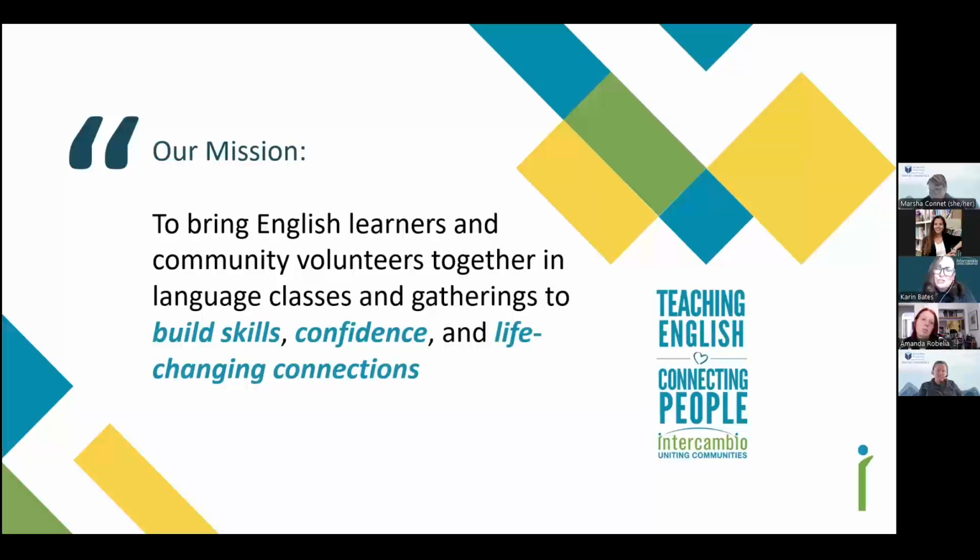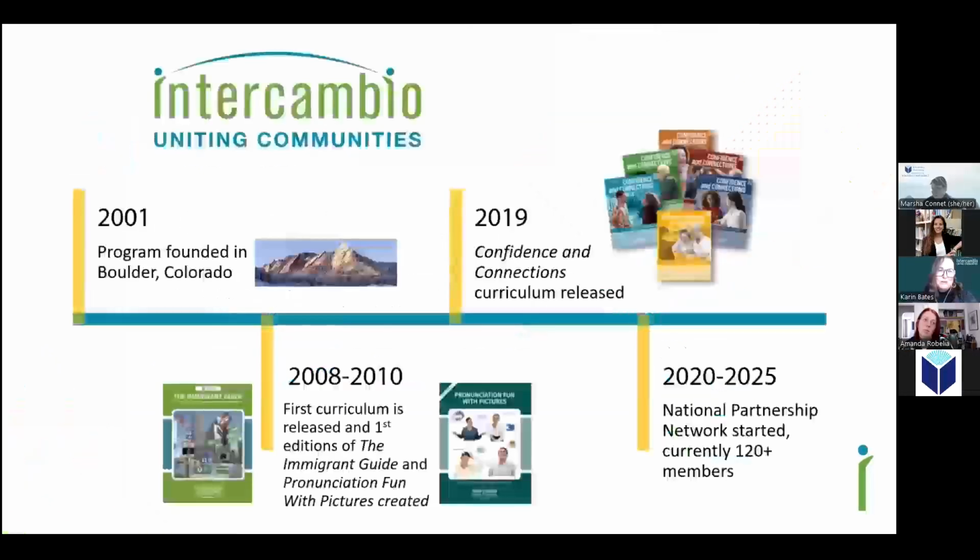So we bring English learners and community volunteers together in language classes and gatherings to build skills, confidence, and life-changing connections. And we mean that in a two-way sense, that what we believe is that if we engage community volunteers with the English language learning adult populations in our communities, they build bridges and bonds together, and that we can see better communities and better community cohesion upon bringing those groups together, and they learn from one another. It's not a top-down model where the teacher is giving everything to the learner. It's kind of a side-by-side model where there's this mutual exchange. So that's kind of our philosophy, our mission, what it's born on.